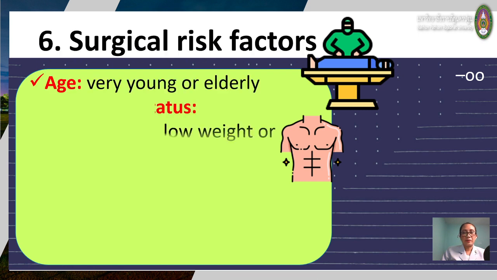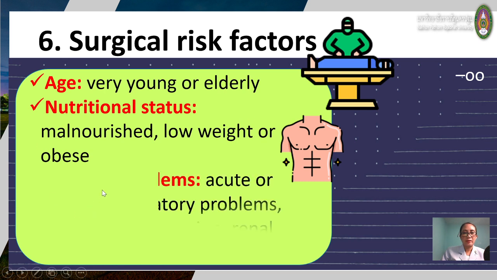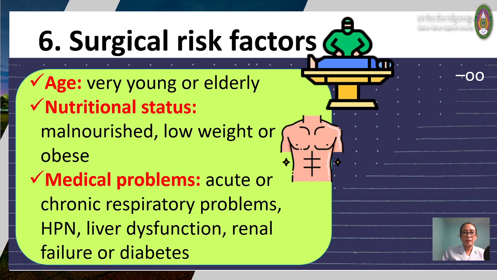So the surgical risk factors include here the age. So if they're too young, if they're too old, and the nutritional status as well. So malnourished patients, low weight or obese, this could also be a risk factor in surgery. Medical problems like chronic respiratory problems, acute respiratory problems, because sometimes patients can react to the administration of anesthesia. Hypertension or HPN, liver dysfunction, renal failure or arrhythmias.